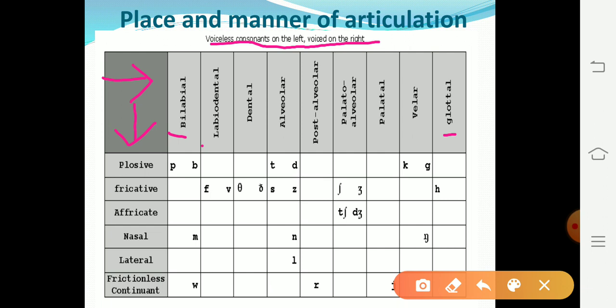This chart is important for the students to learn because it is very easy to have a look at the 3-term label of any consonant sound. For example, when I talk about sound P, the 3-term label is voiceless bilabial plosive. If I have a look at the sound B, it is voiced bilabial plosive. This is how we learn the 3-term label of any consonant sound.